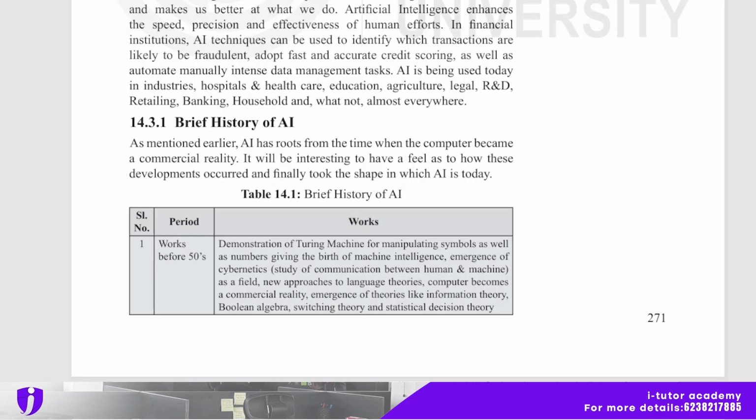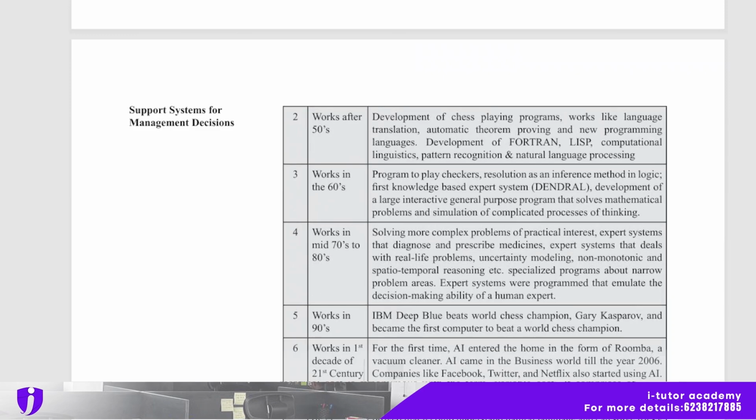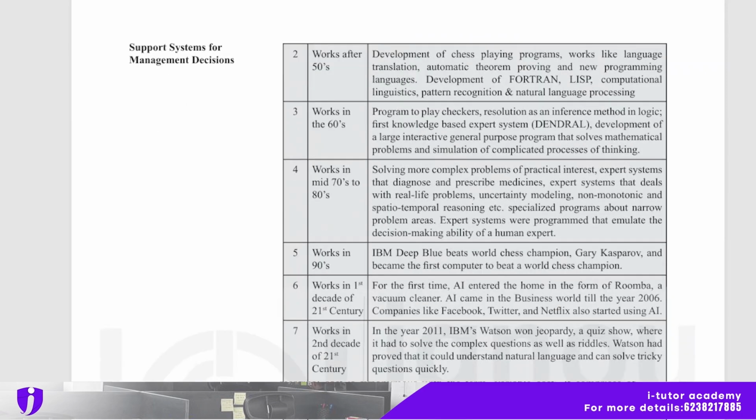New approach to language theories, computers became a commercial reality, and theories emerged like information theory, Boolean algebra, switching theory, and statistical decision theory. Work after the 50s: development of chess playing programs, language translation, automatic theorem proving, new programming languages, the development of Fortran and LISP, computational linguistics, pattern recognition, and natural language processing.